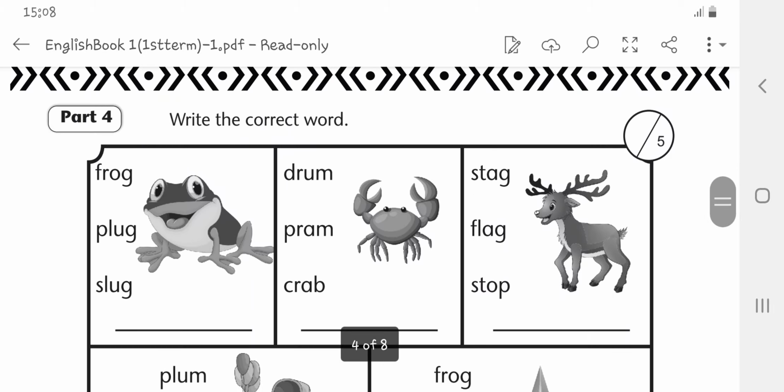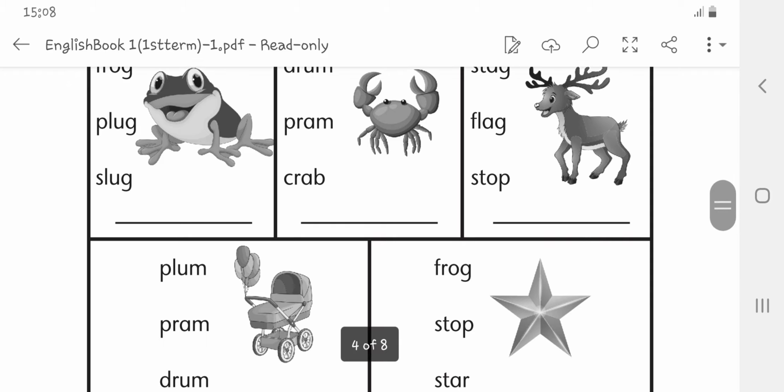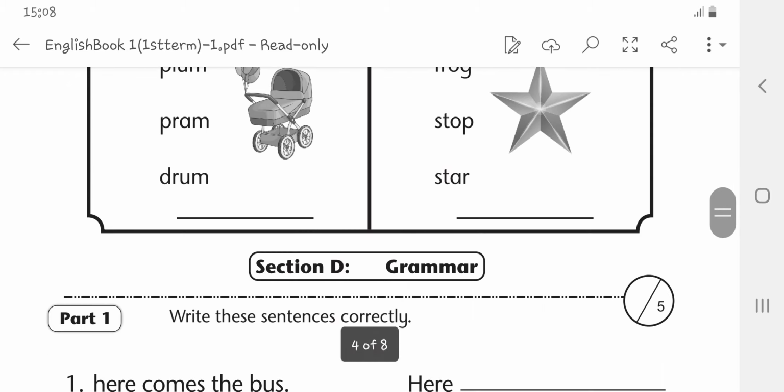And then part 4 is about consonant clusters. So FR, DR, ST, they have done the clusters. So they will look at the picture, read the correct word, and then write the correct word in the blank. So 5 marks for this. All this is based on the knowledge of phonics.